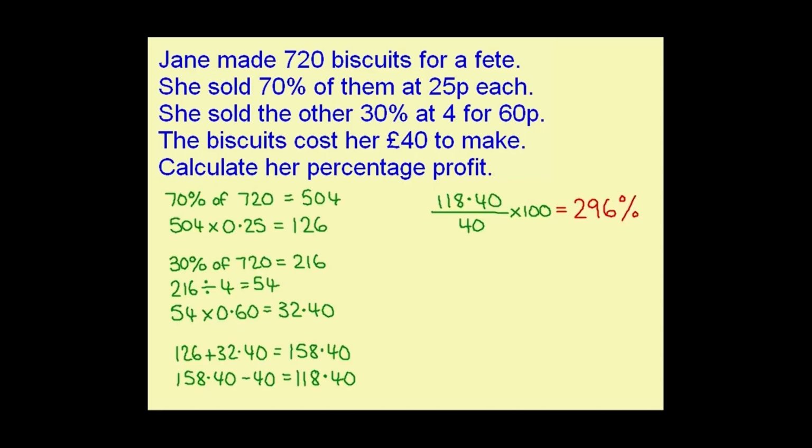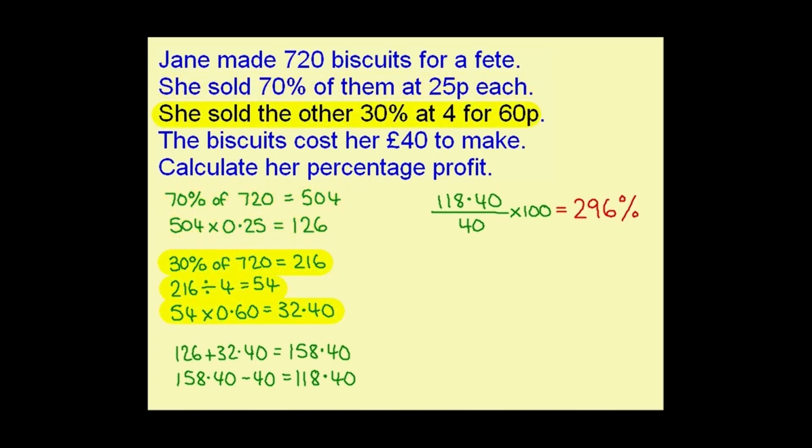Here's the answer. Now that was a really difficult question, so I'm going to take you through it. We know that Jane made 720 biscuits. She sold 70% of them at 25p each. So I've got to work out 70% of 720. I do that by dividing 70 by 100 and timesing by 720, and I get this. Now those biscuits are 25p each, so I multiply by 25p and I get 126. So that's £126 from those biscuits.